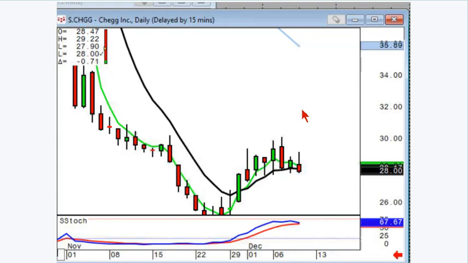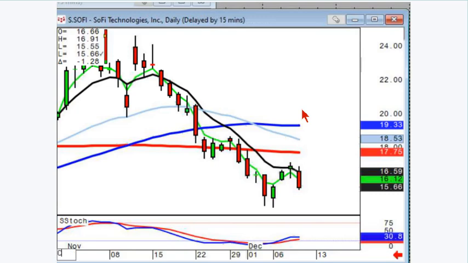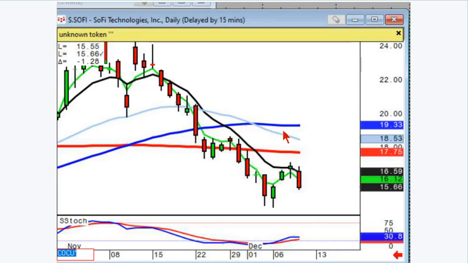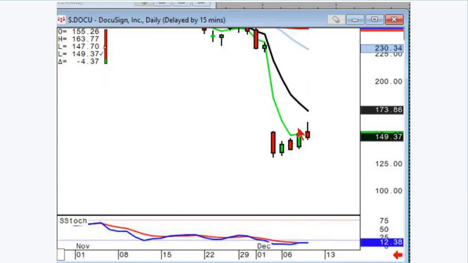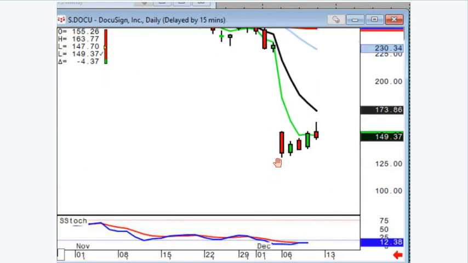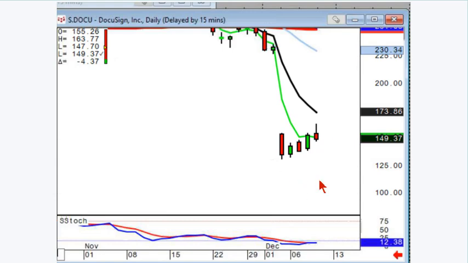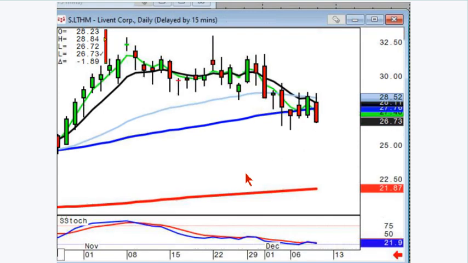I think we did Moderna. I think we did Nvidia. I think we did SoFi. SoFi, you can get ready to go short. Docu, we did. Docu, you can get ready to go. Whoops, am I looking at the right chart? Docu, nothing. Would not be trading this one. Didn't we do lithium? Are we repeating some of these? Lithium, if you're short, you can stay short.